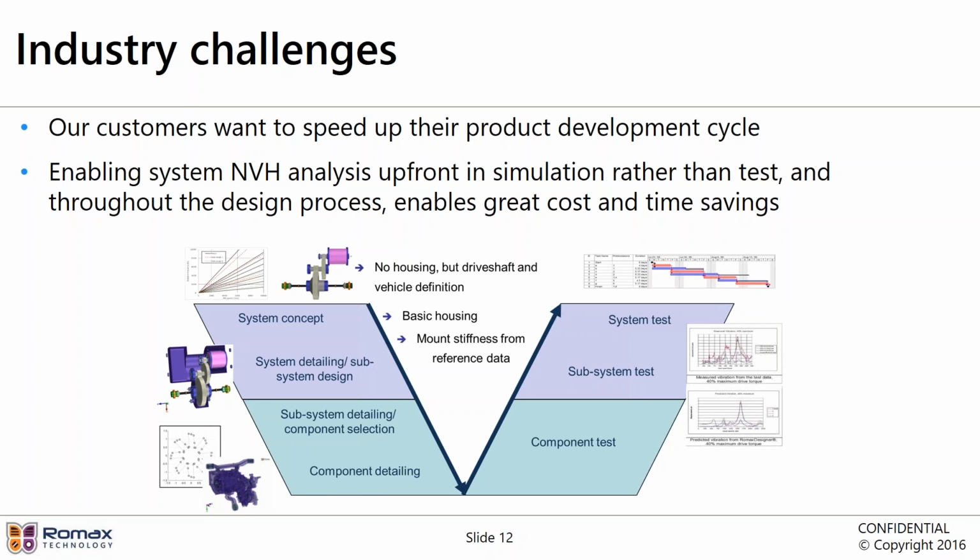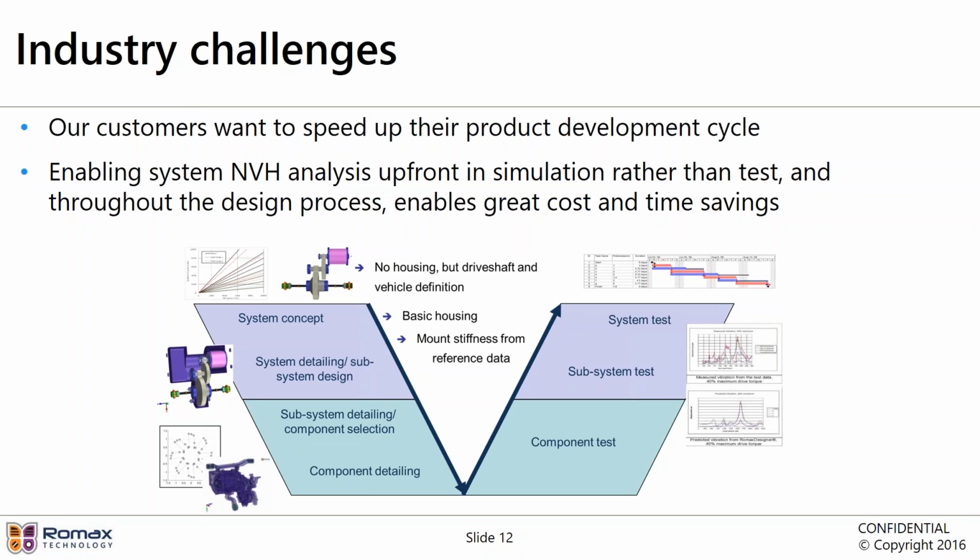Just reiterating, if we look at what a typical product development cycle is, as we go down the left side of the V, we find that that's where all the concept and detailed design work is done and all the decisions are taken that affect NVH. However, quite often we don't do any analysis on that side and we only identify these problems towards the end of the design cycle during the system test.